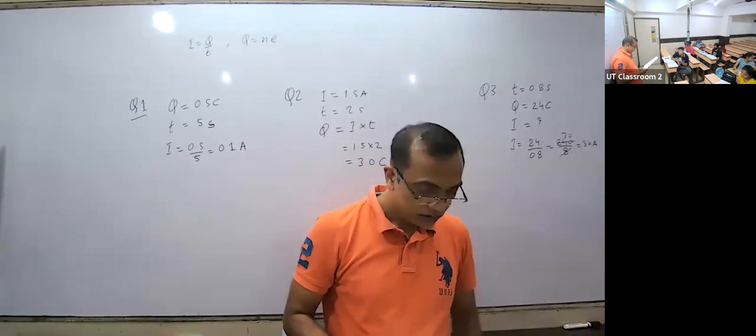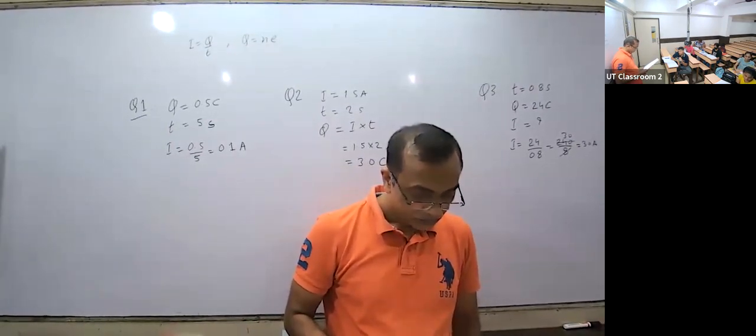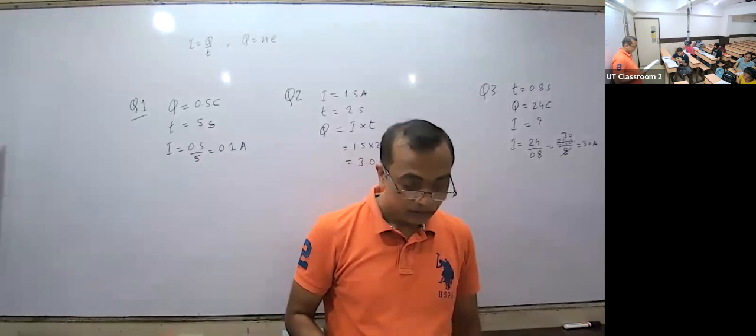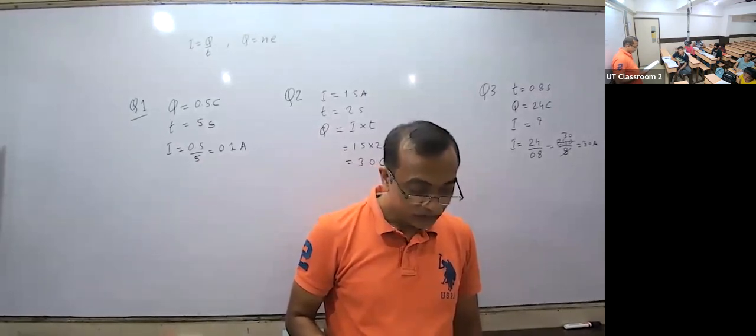Second question, read it. What is it? Everyone solve the second one. A conductor carries a current of 0.2 ampere. Find the amount of charge that will pass through the cross section of the conductor in 30 seconds.